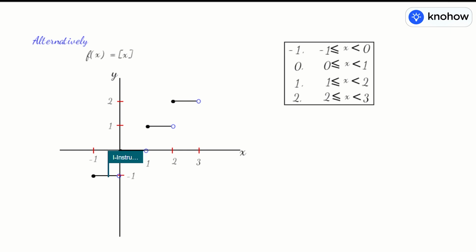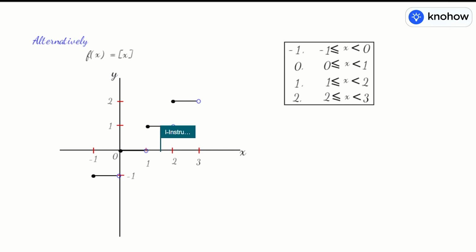Now look at the graph. How will it help you to check one-one and onto? See, let's take this segment, that is from 0 to 1. There are so many points here that have the same value, the same image, that is 0. Similarly, in this segment, whether you take 1.1, 1.2, 1.3, 1.999, the value of the function remains the same. That means it is a many-one function.